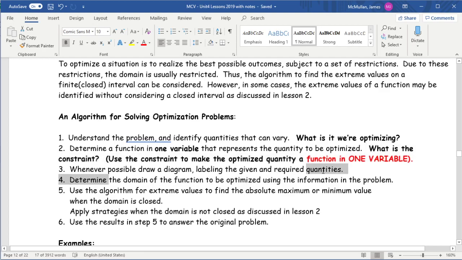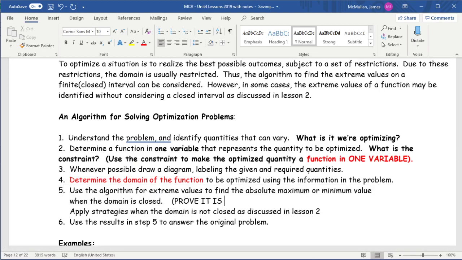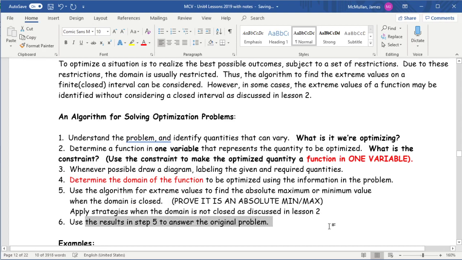So again, determine the domain of the function. Really, really important. We need to know if we're looking at a closed domain or an open domain and how that might affect the solution that we need to give. We need to use the algorithm, right? And make sure to prove it is an absolute min or max. And then you answer the question.